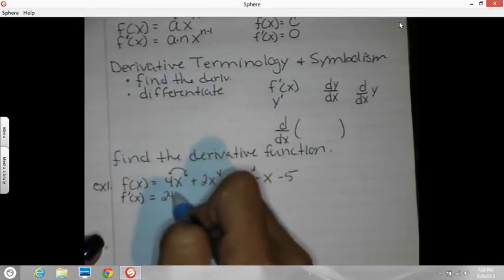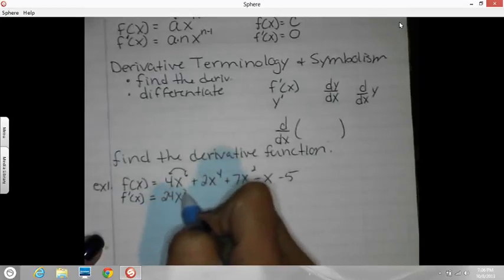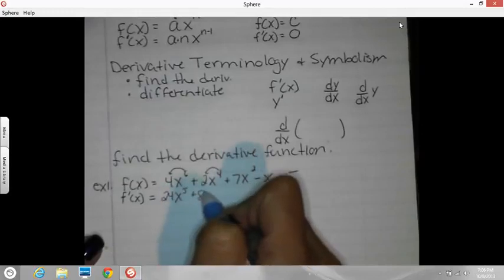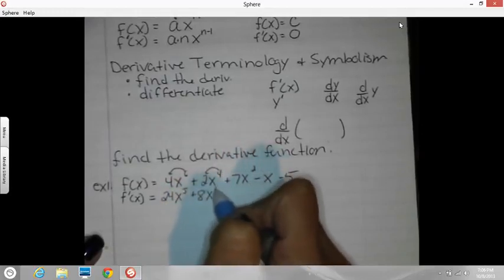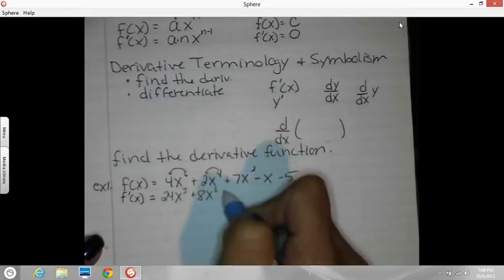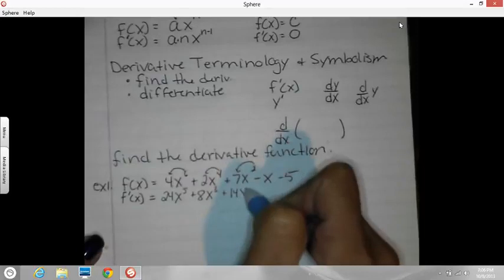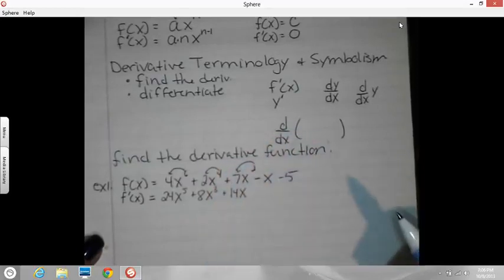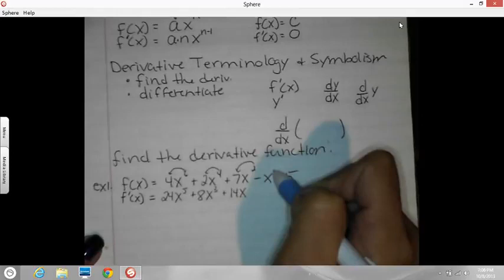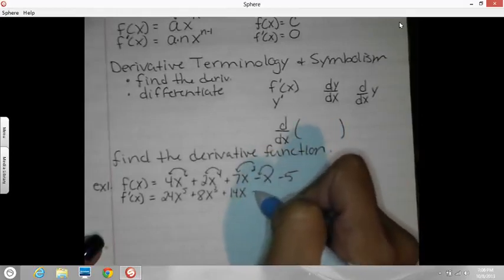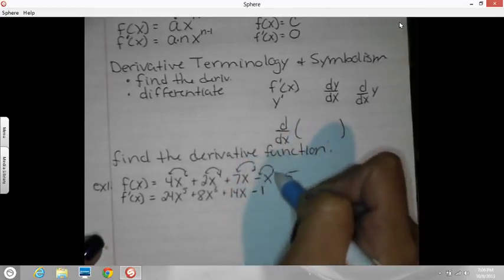Go to the next term. That'll be 8, x, 1 less power, 8x cubed. Multiply, that's 14, x, that'll be to the first, so that's just x. The exponent here, remember, is a 1. It's getting multiplied by the negative 1 out in front, so I've got negative 1. That'll come down to x to the 0. X to the 0 is 1, so it just goes away. Constant goes to 0. So the derivative of negative 5 is 0.